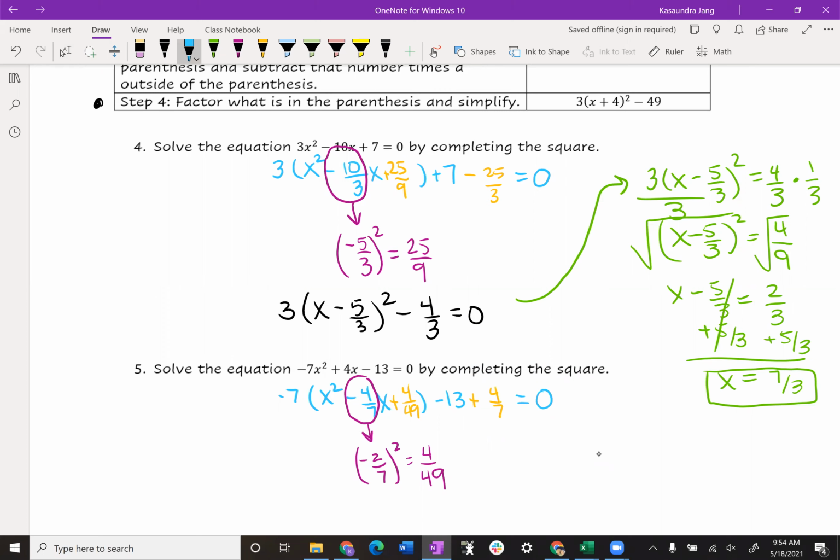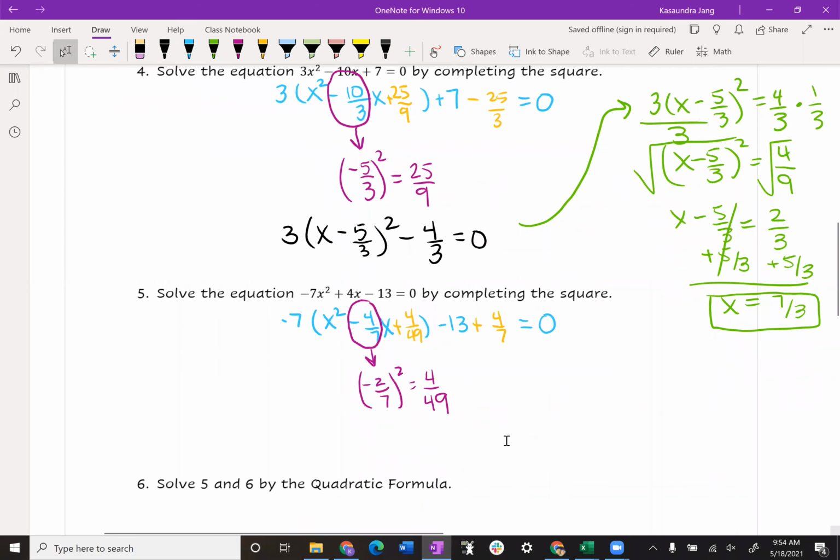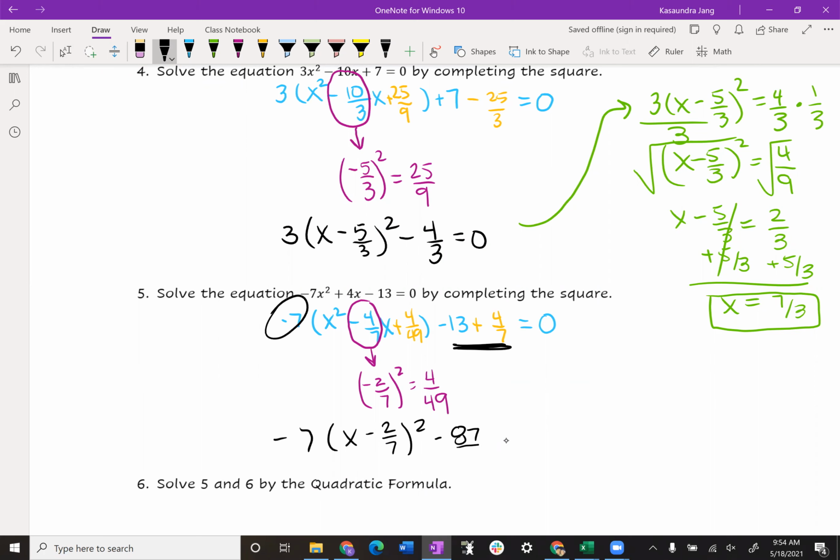Let's go ahead and factor all of the stuff in the parentheses here. So step number 3, your big hint for factoring is whatever I squared. A -2/7 is what got squared. So you've got an x minus 2/7 in your parentheses here. You still have the -7 out front. I also still have the -13 plus 4/7. It's kind of messy. That's all right though. It looks like I got -87/7. So this is now a perfect square.